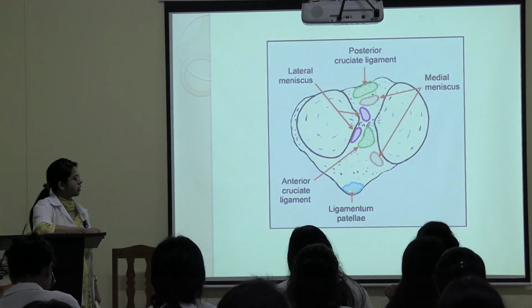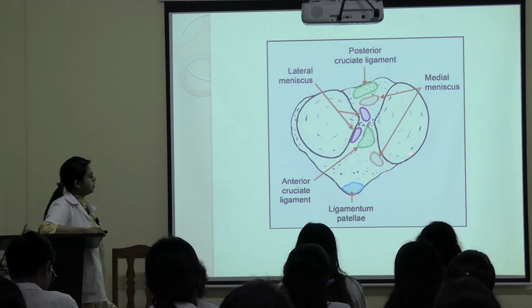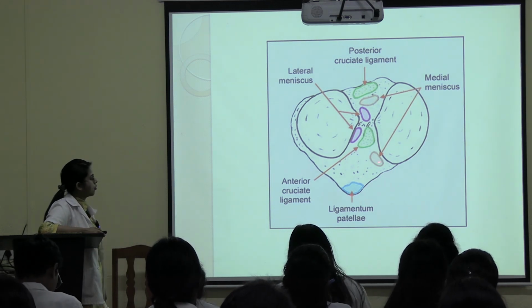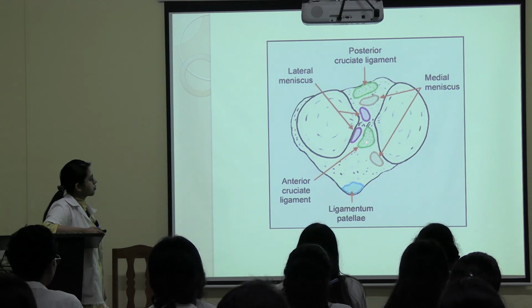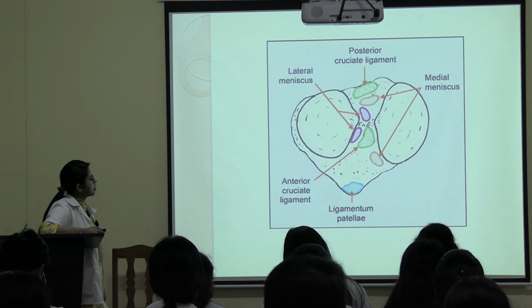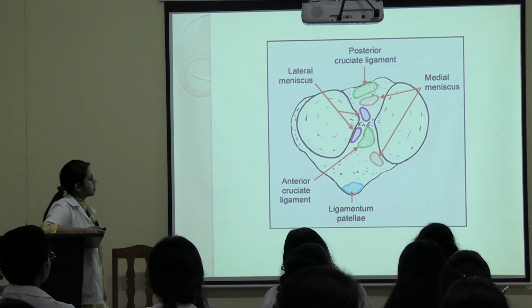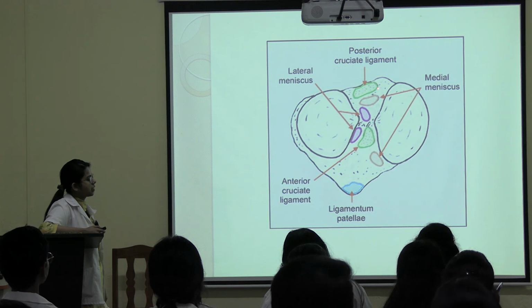See the arrangement. Here will be ligamentum patellae, as I said. Here is anterior horn of medial meniscus, anterior cruciate ligament, anterior horn of lateral meniscus, posterior horn of lateral meniscus, posterior horn of medial meniscus, and posterior cruciate ligament.